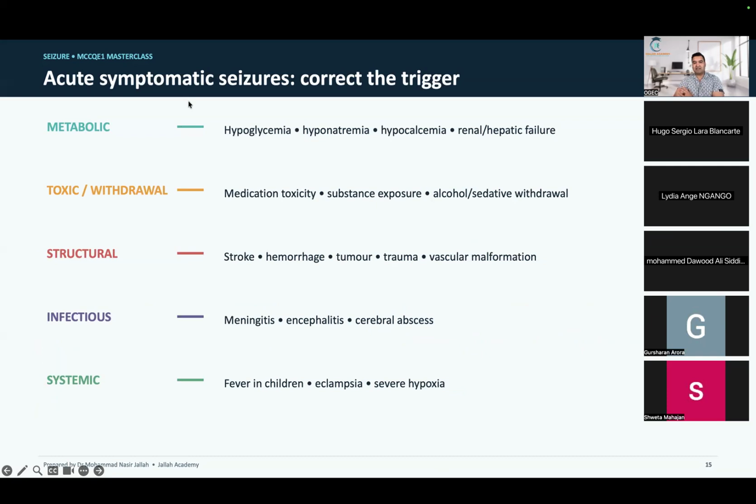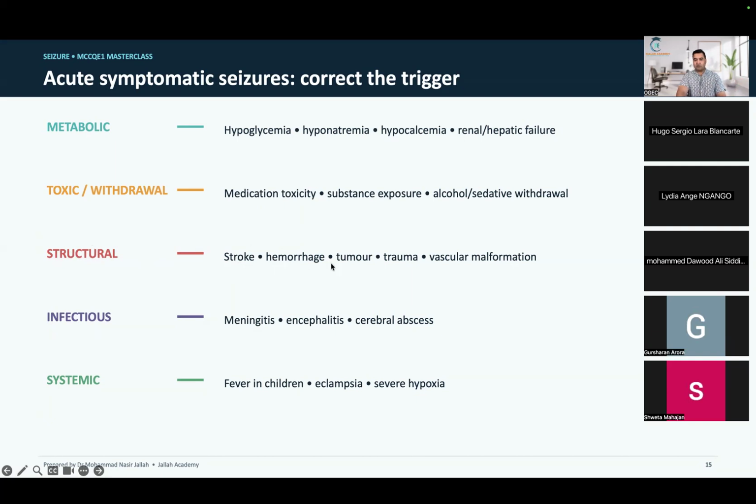So acute symptomatic seizure: correct the triggers. What is the trigger? What is the cause? Is it metabolic? Does the patient have hypoglycemia, hyponatremia, hypocalcemia, renal failure? Whatever the trigger is, remove it. Toxic or withdrawal: medication toxicity like bupropion, substance exposure like cocaine, alcohol withdrawal, benzodiazepine withdrawal.